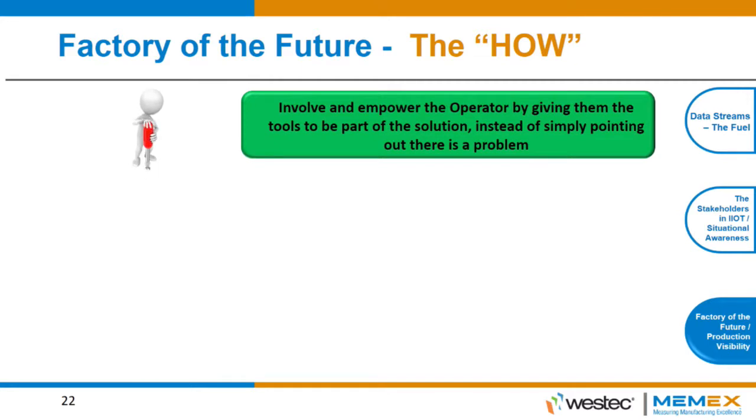So we'll talk about the how of how to do the factory of the future now. So involve and empower the operator. I can't stress that enough. It's important to make the operator part of the ability to solve a problem, rather than just simply pointing out that one exists.